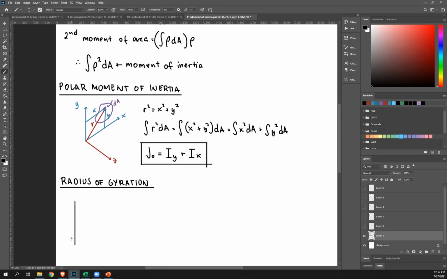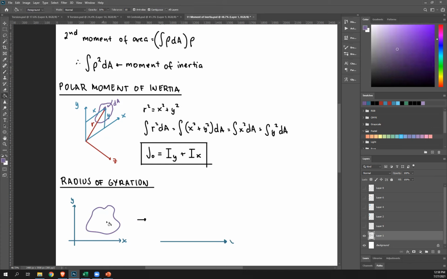So radius of gyration. Let's say we have an area, your axis, right? And then your area. So we have an irregular area. Radius of gyration is taking this area and then distributing it uniformly along your axis. So let's say our reference axis is the x-axis. So this area will change from this blob to this length. Okay? So the distance of the area is uniform from the x-axis. And then the distance of this area from the x-axis is your k sub x. Okay, so that is what that means.